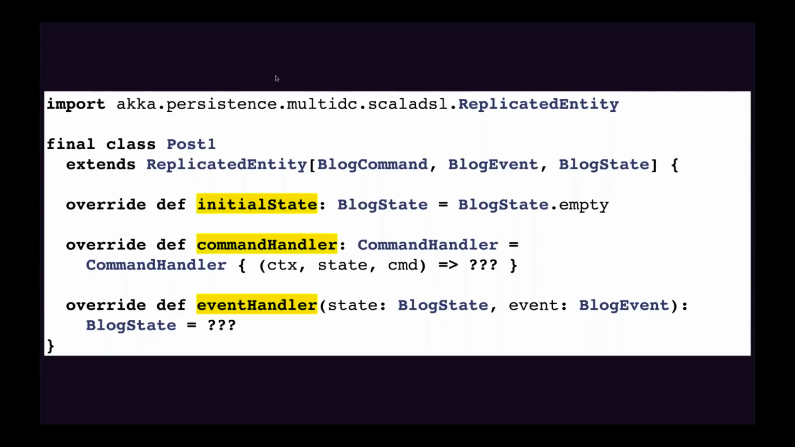In Akka persistence, there's a persistence actor class that you extend. Here, it's a replicated entity actor class. So here's a Scala example, and there's some key methods that have to be implemented for these things. There's an initial state method that creates an empty state object for the entity, but the more interesting ones are the command handler and the event handler.